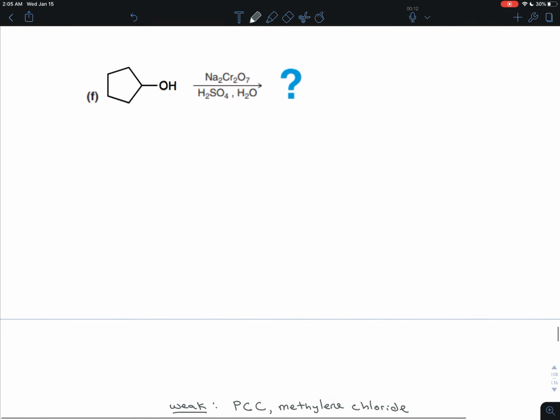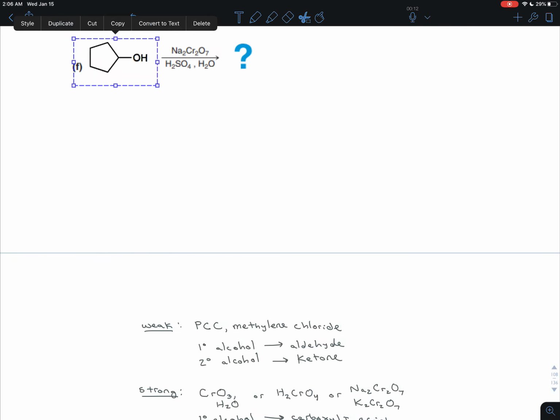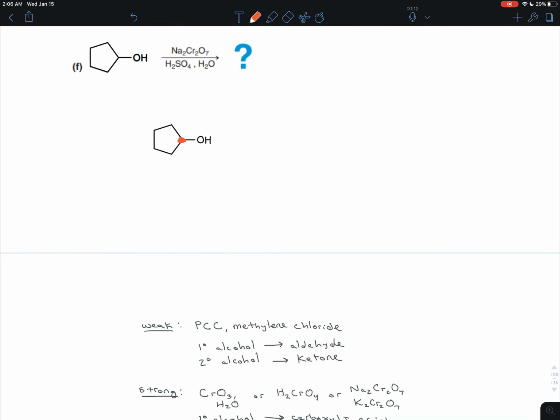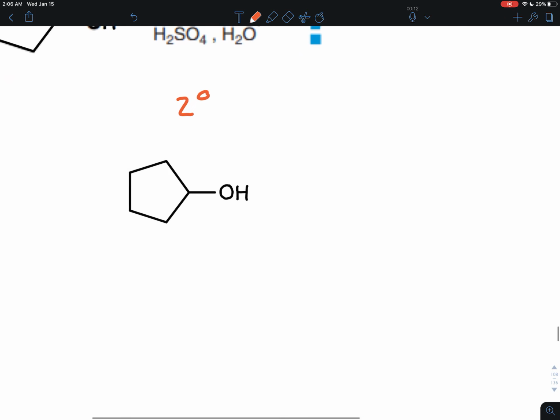Next. So here, again, we have a strong oxidizing agent, sodium dichromate, and sulfuric acid in water, and all three of those elements need to be present in order for this strong oxidation to work. And the type of alcohol we have is this carbon here with the OH on it that's bonded to two other carbons, that is a secondary alcohol. When you use a strong oxidizing agent like sodium dichromate on a secondary alcohol, you end up getting a ketone. So what you'd do is erase that hydrogen there, and draw in a pi bond.